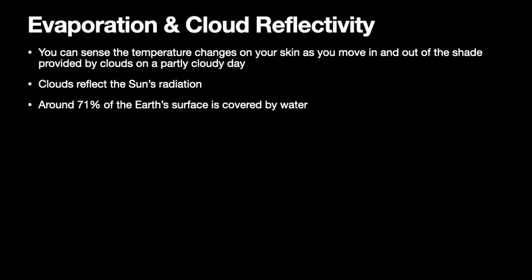Around 71% of the Earth's surface is covered by water, and water evaporates as a result of the sun's radiation. This is why my mom used to hang the clothes out on the clothesline. It allowed that electromagnetic radiation wave from the sun to heat the moisture in the clothes, and then that moisture would evaporate, become buoyant, and leave the clothing, and it would dry.